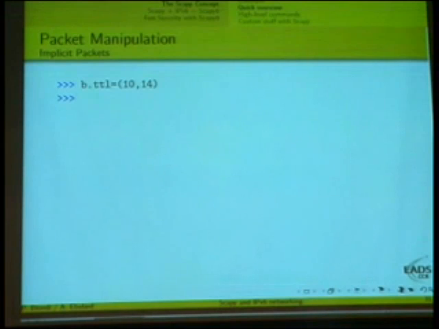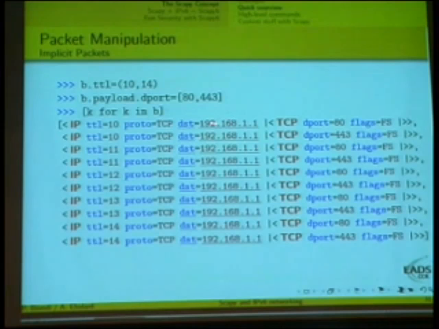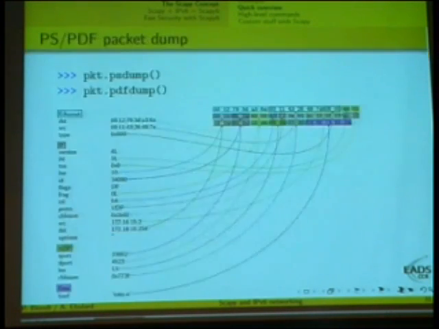Then we can also change some stuff. We will put in the TTL, instead of 64, the default value, 10 to 14. This means all the values 10, 11, 12, 13, 14. In the TCP destination port, we will put two ports, 80 and 443. And then B becomes an implicit packet that is worth 5 times 2 equals 10 packets. If I iterate over it, I will get the 10 different possible values from the Cartesian product. So just doing this, you can design a list of packets very easily.